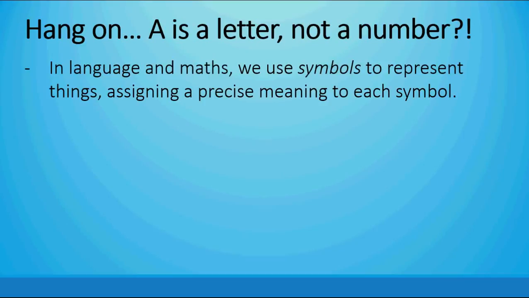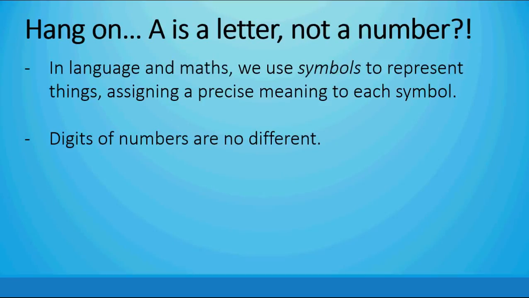So it is a symbol that represents the sound A or A, depending on the context of the word and the letters around it. And numbers are the same thing. Digits and numbers are no different. 0 is just a symbol that we have defined to represent a quantity with no value. Similarly, 1 is a symbol that we've given a precise meaning to. It is a symbol that represents a value or quantity equivalent to one thing.